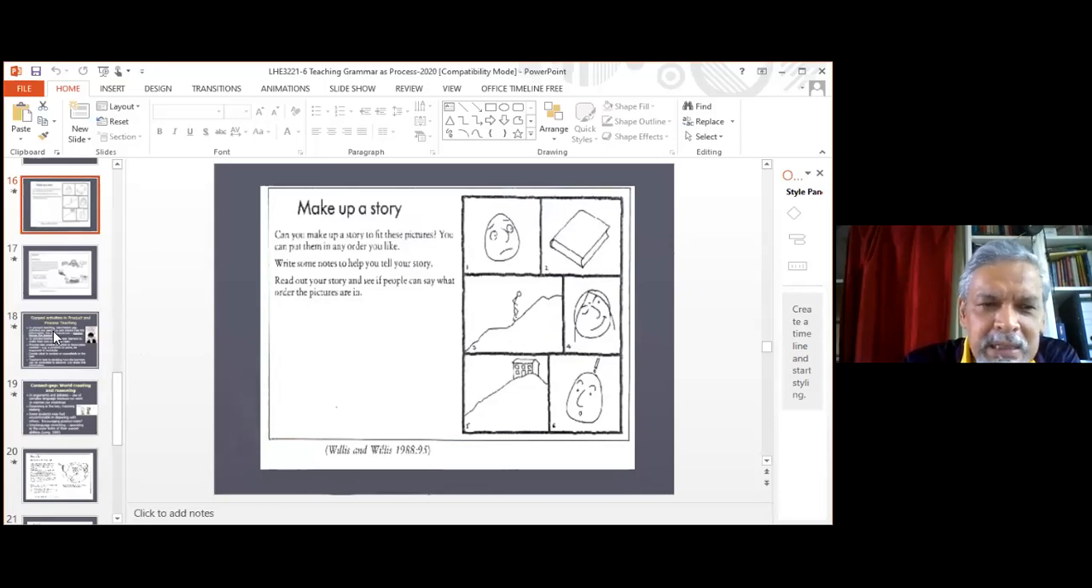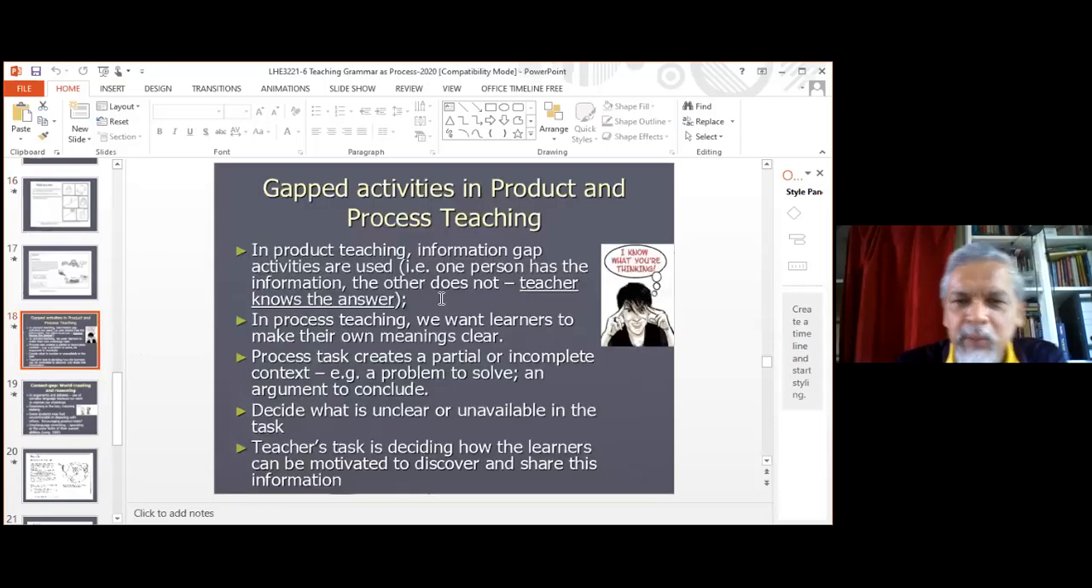That's a major difference between product and process teaching, because in product teaching, the teacher still has a lot of control, whereas in process teaching, it's kind of letting go. When you let go, we want to help our learners make their own meanings clear. We don't know what they're going to say. We're giving them a lot of leeway and flexibility in what they want to say. Because of that, we hope they will express their meanings clearly, and to do that, they have to use grammar. They have to grammaticize.